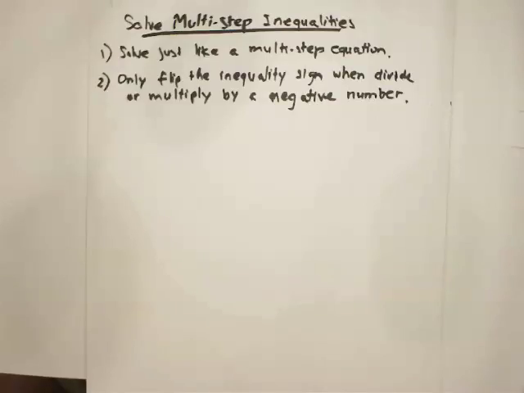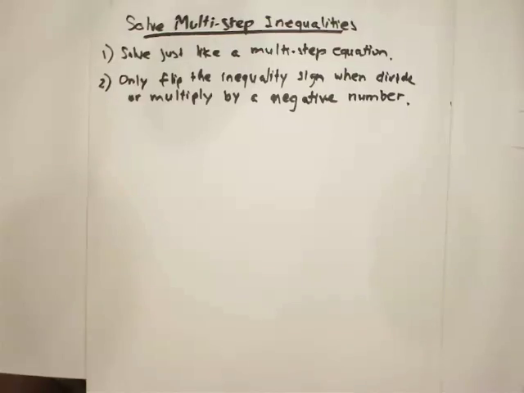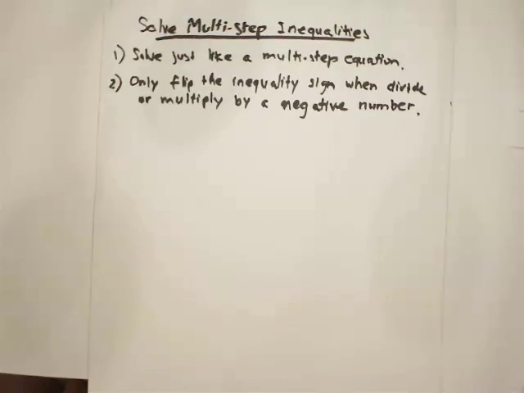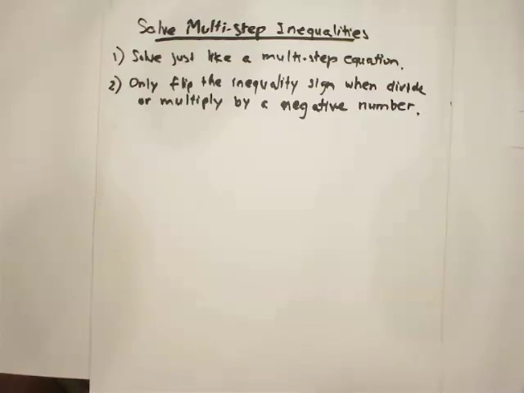I'm going to cover 6.3, solve multi-step inequalities today, and just want to quickly remind you once again that even though it is an inequality, you solve it just like a multi-step equation. That means you isolate the variables. If we have like terms, combine all like terms, and all the steps that you have to perform.